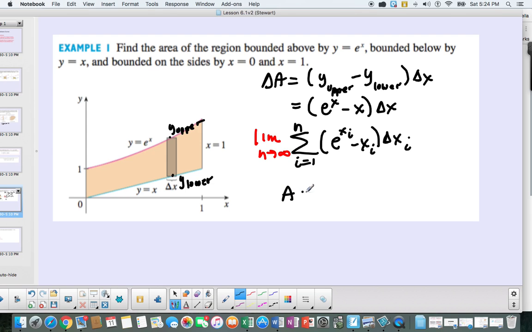We can go ahead and translate this into an integral, and the x's are going from x equal to 0 to x equal to 1. And then I write the representation of the rectangle, e to the x minus x. That represents the height, and then dx. Now why is it no longer delta x? Because once you take this limit, we have that dx representation.